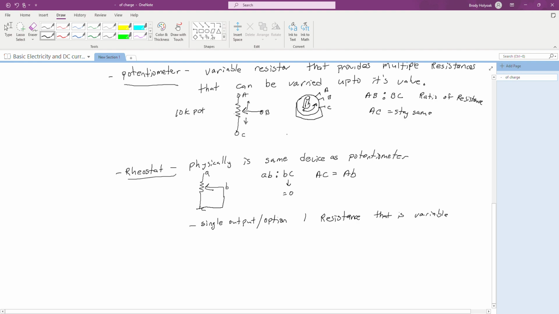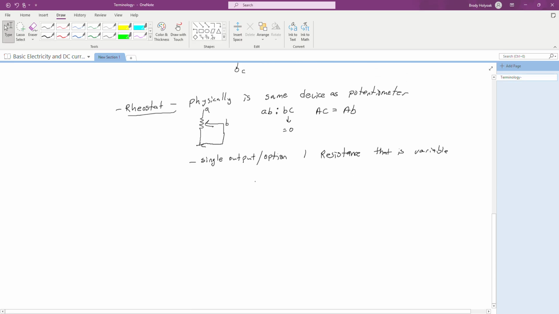So a potentiometer, when we change it, it changes the ratio of A to B and B to C, but it maintains the entire resistance of A to C. With the rheostat, we do the same thing as we're changing that ratio, but most of the time that ratio from B to C is ignored and taken out, so we don't even have it in the circuit, and so we're left with 1 value, the A to B value, which can change depending on how we adjust the knob, and that's all we get. So same device, 2 different options on how to use them.